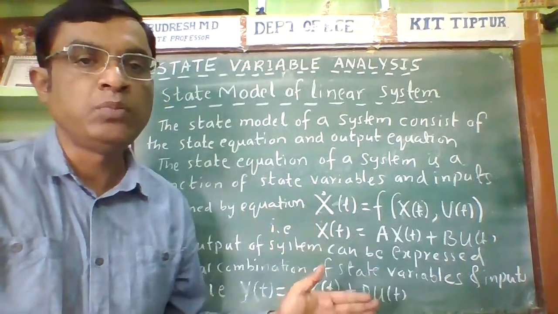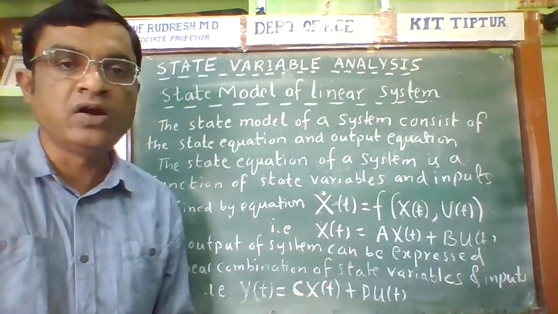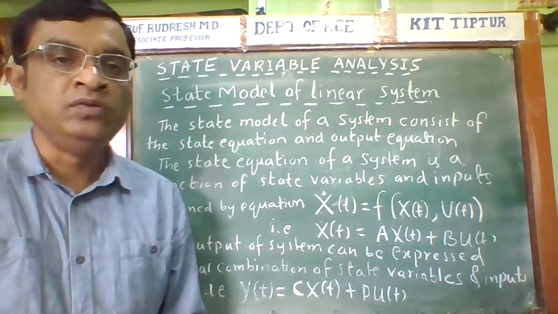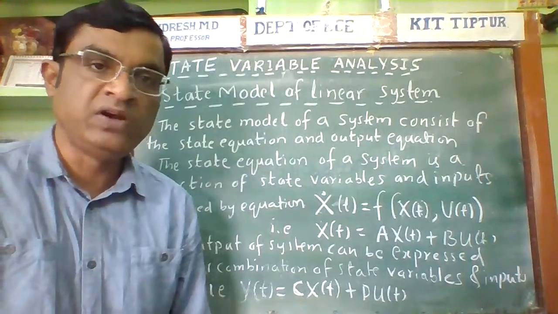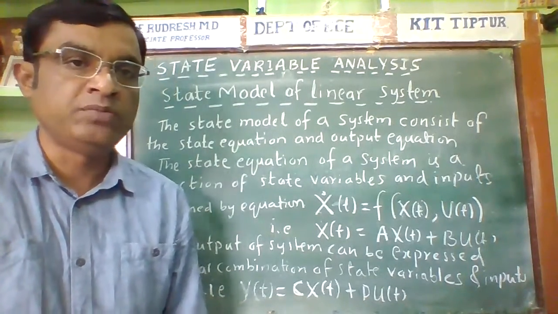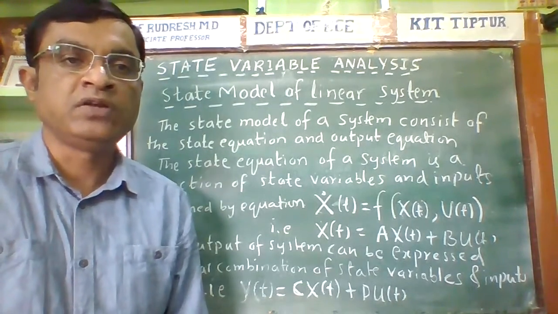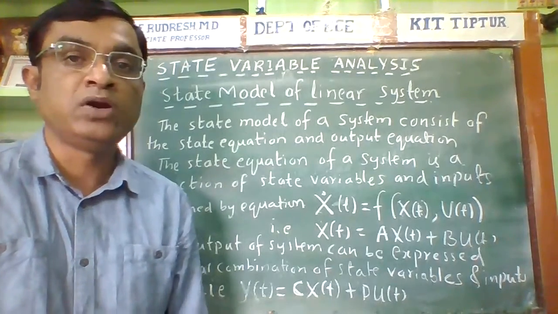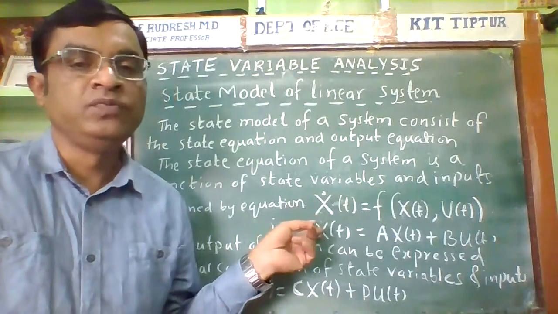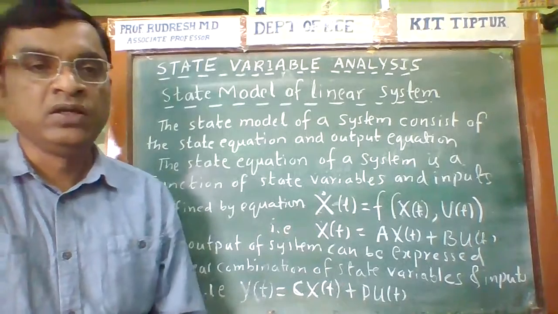So what is the state model? The state equation and the output equation together are called the state model of the given system. We need to develop the state model for a given differential equation, a given electrical network, and also an armature controlled DC motor. For a linear system, we need to develop the state equation in vector form and the output equation in vector form. That gives the state model of the given system.